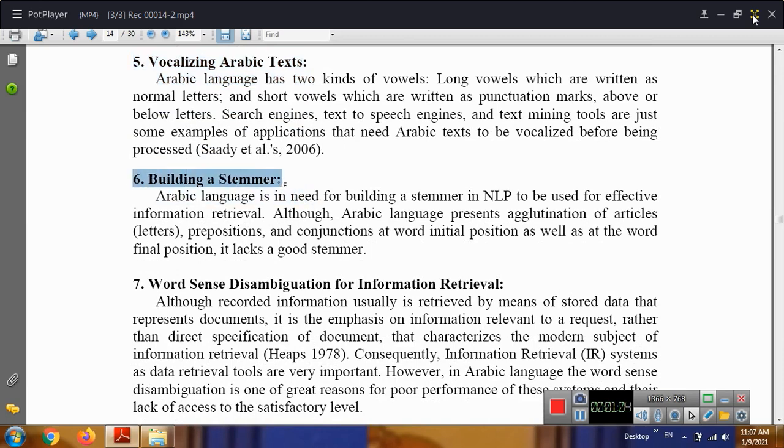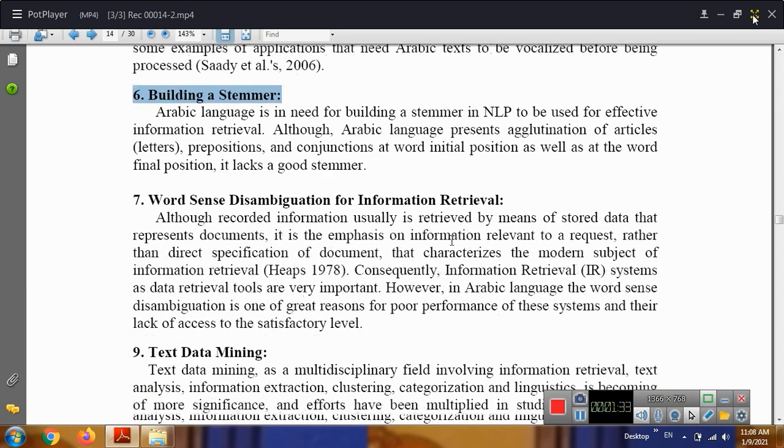Building a stemmer. The Arabic language is in need of a stemmer in NLP to be used for effective information retrieval. Also, the Arabic language presents agglutination of articles or letters, prepositions and conjunctions at their initial position, as well as the word final position. It lacks a good stemmer.